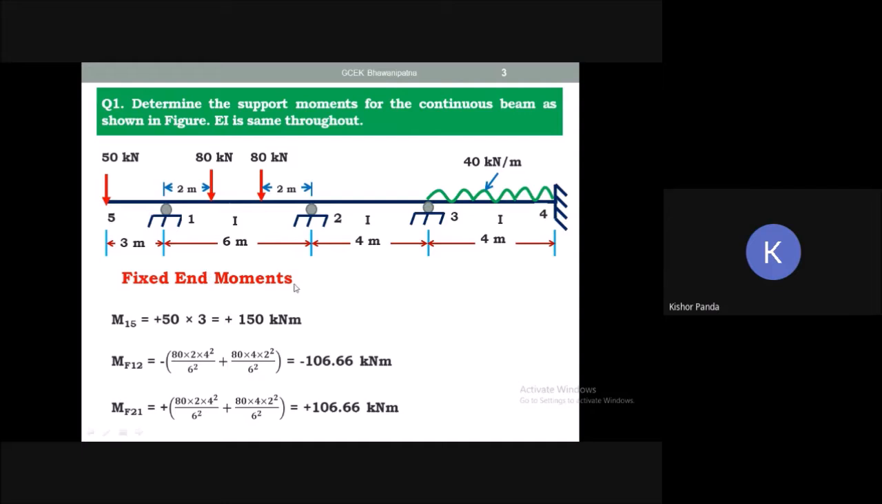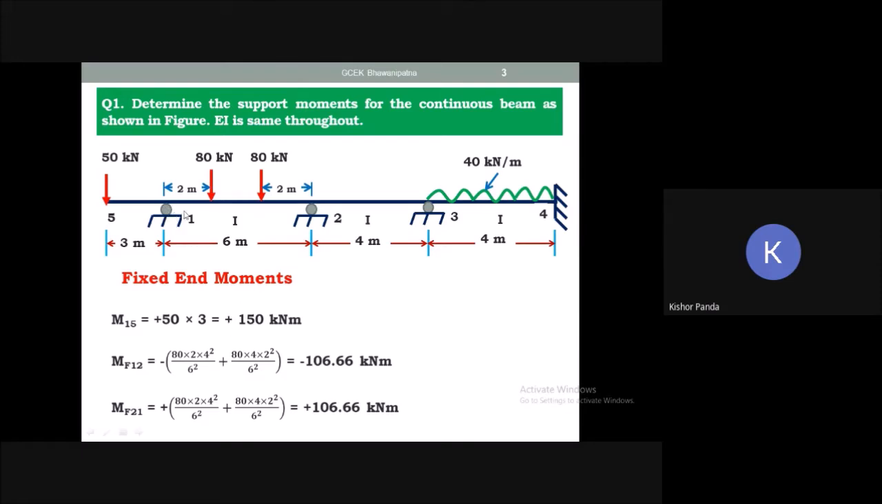So what is your first step? The first step is to find out the fixed end moments. First you take this overhanging portion. You have to treat this as a cantilever and find out the moment here, M15. This is the load and this is the length. 50 into 3, so M15 is plus 150 kilonewton meter.